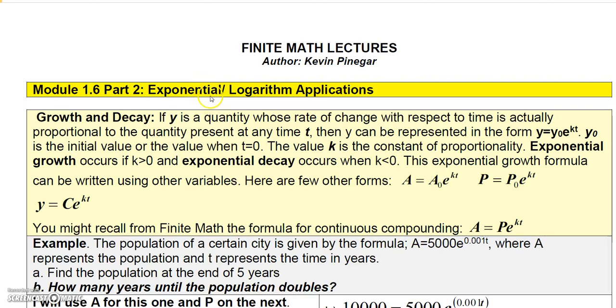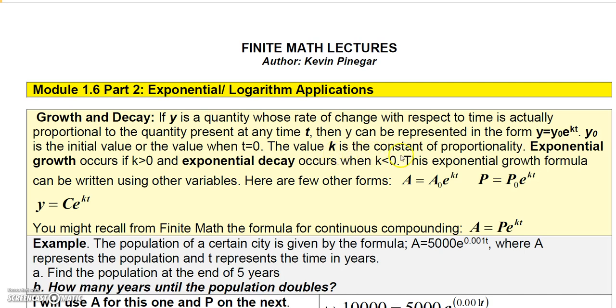We'll start the application of exponential and log functions with growth and decay problems. So let's say y is a quantity whose rate of change with respect to time is proportional to the quantity that's present at any time. And we'll call the time t. Then y can be represented in this form, where y equals y naught e to the kt. Now y naught is the initial value, or the value when t equals 0.